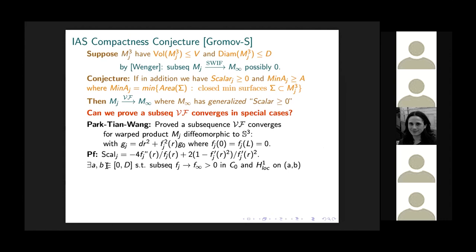They show that there's actually an A and a B between 0 and D. D is the diameter, right? So our warped product runs from 0. This L, by the way, is an L_j. I should have put a subscript j on it. Each one of them is different lengths, but L_j is always less than or equal to D. So there exist A and B between 0 and D, such that a subsequence of the f_j converges to f_infinity, which is a positive function on this open interval (A, B), and it converges in both C0 and H1 log senses.